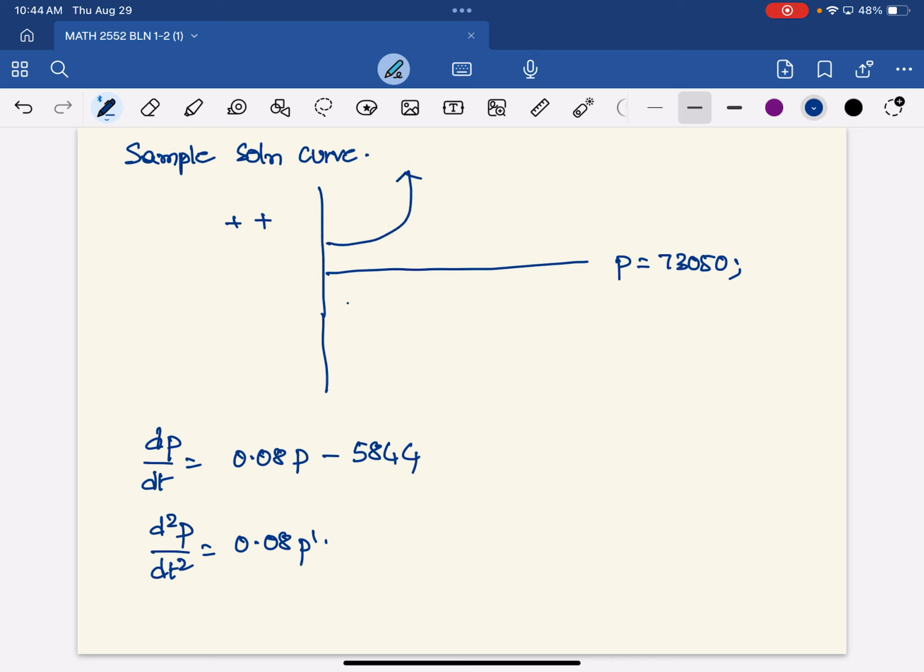For the values of P less than the critical point, my solution is decreasing. But my second derivative is decreasing as well. So it's decreasing and concave down. So my sample solution curve is like that, right? Do you agree with me on that? So what does it tell you in the context of the problem?